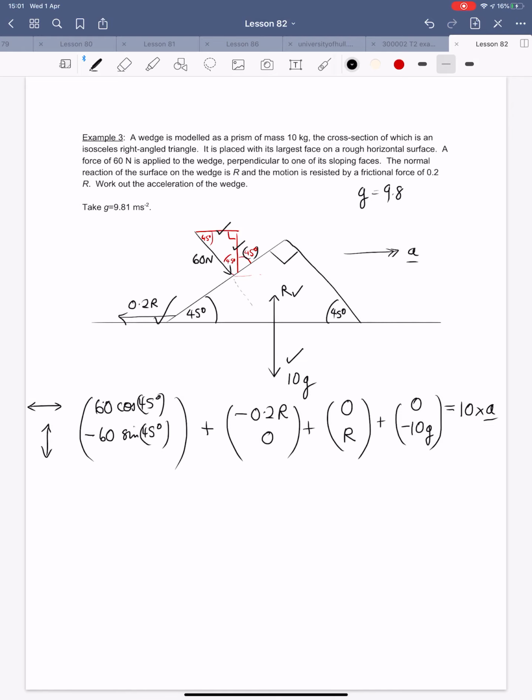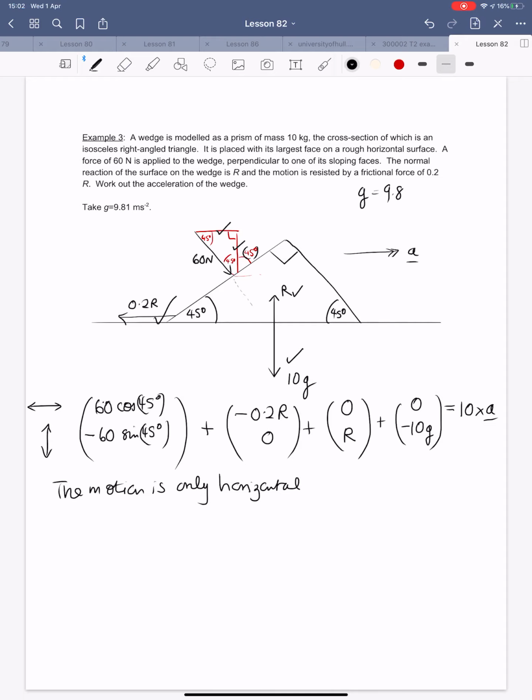Now, if we assume, again, the motion is only horizontal, so there's not going to be any vertical motion. That means that the horizontal components here are 10 times A. These ones are 0, because we haven't got any vertical motion.